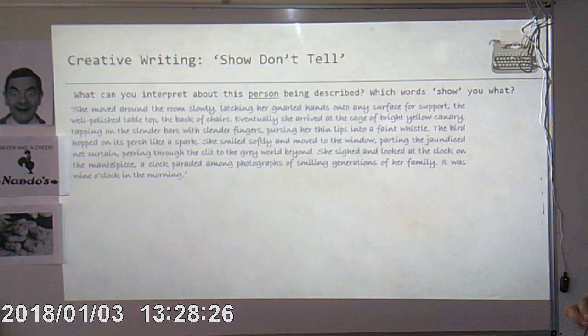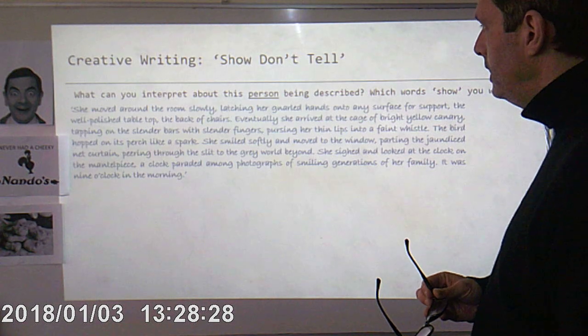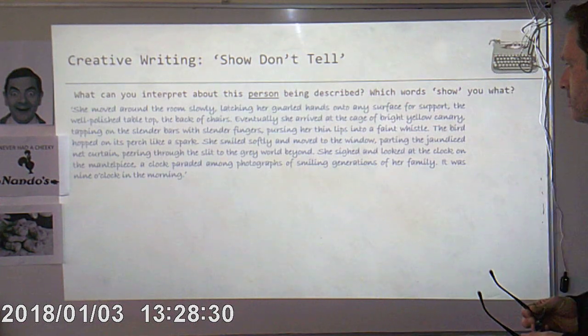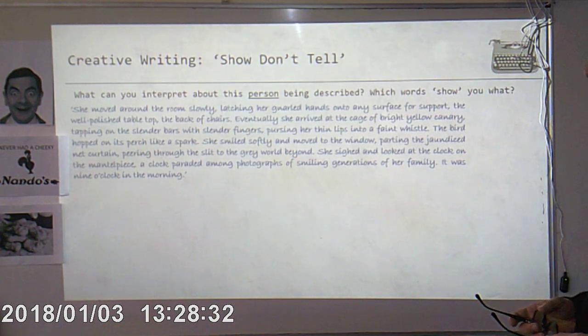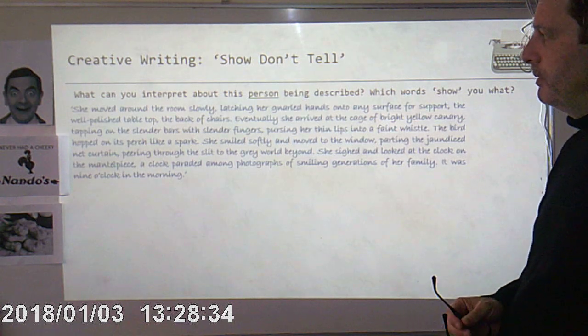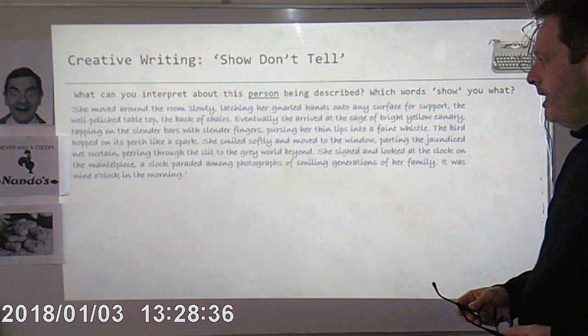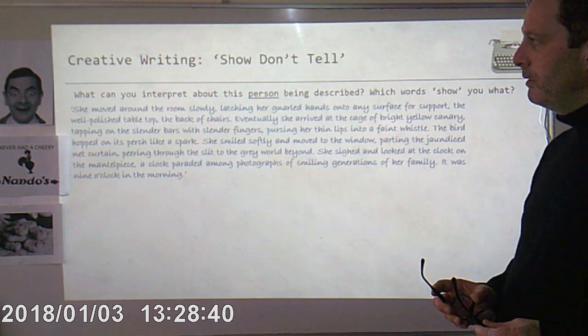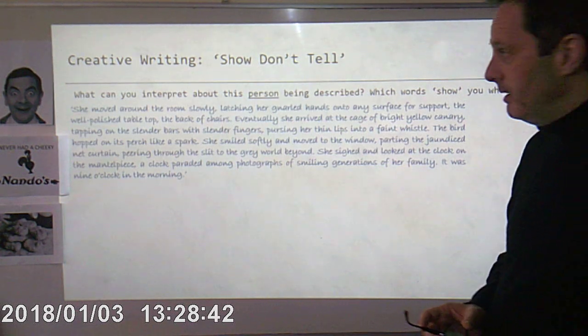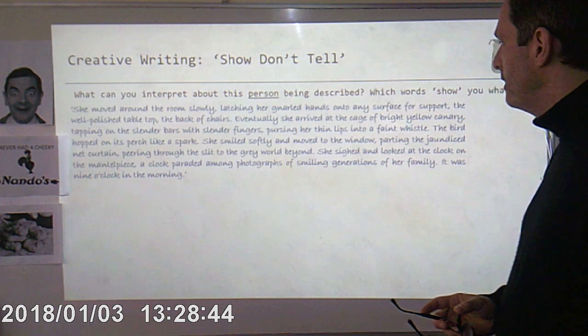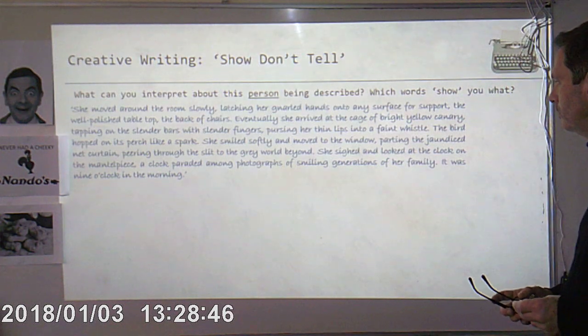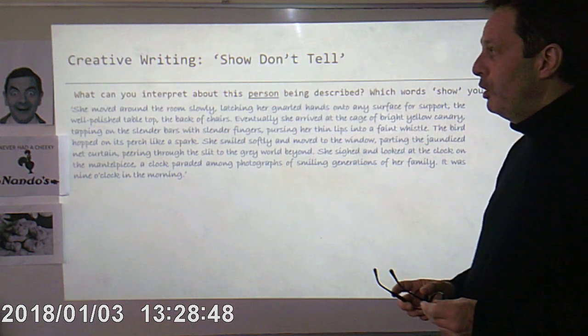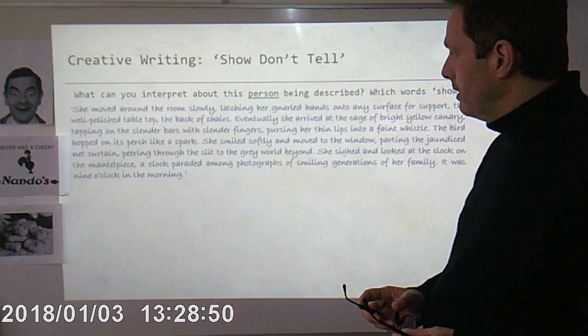She moved around the room slowly, latching her gnarled hands onto any surface for support. The well-polished tabletop, the back of chairs. Eventually she arrived at the cage of a bright yellow canary, tapping on the slender bars with slender fingers, pursing her thin lips into a faint whistle. The bird hopped on its perch like a spark.